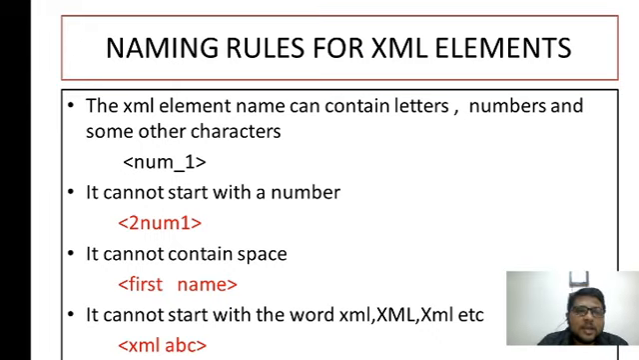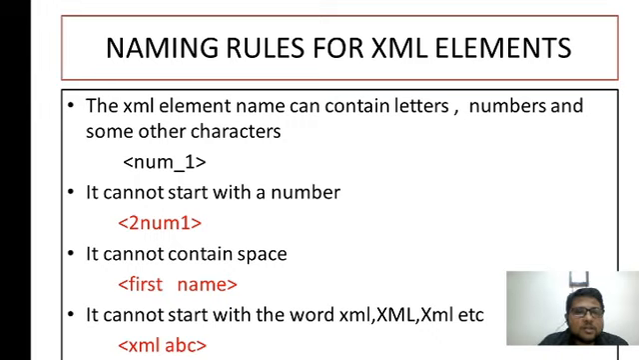Now the second thing, it cannot start with a number. See, all the red colored ones are wrong. So 2num1 is wrong. It cannot start with a number. Then the third one is it cannot contain space. So first space name I have given, that is wrong again, because it should not have a space in between. And the last one, it cannot start with the word XML, in any case, XML with capital letters, etc. All these things are not acceptable. Okay, so only the first one is correct, num underscore one.